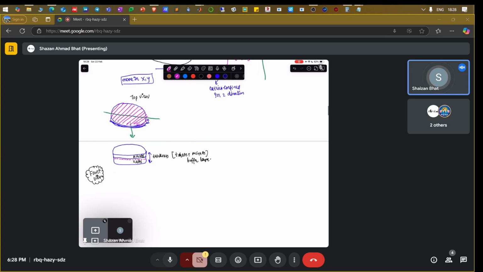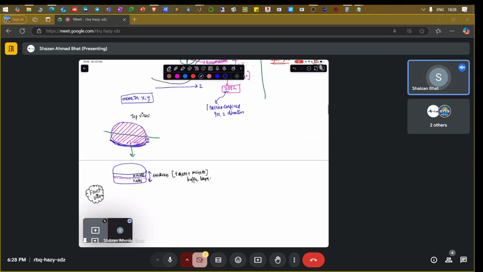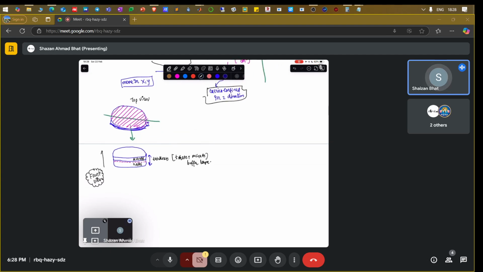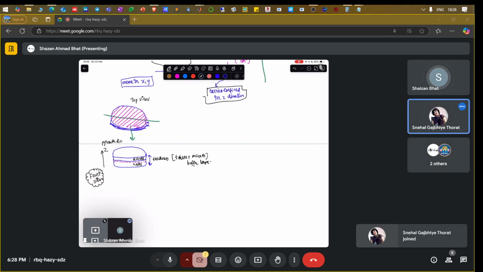Now what happens is that the electrons, because of the 2D nature, because of the carrier confinement in the z direction. So what is the z direction? This particular direction is the z direction because it's the growth direction.